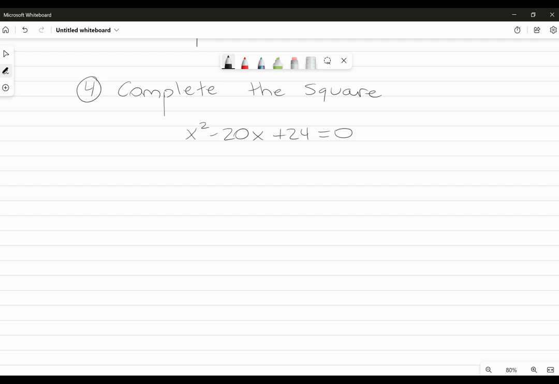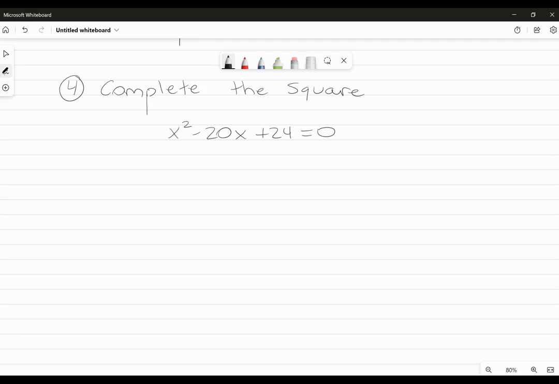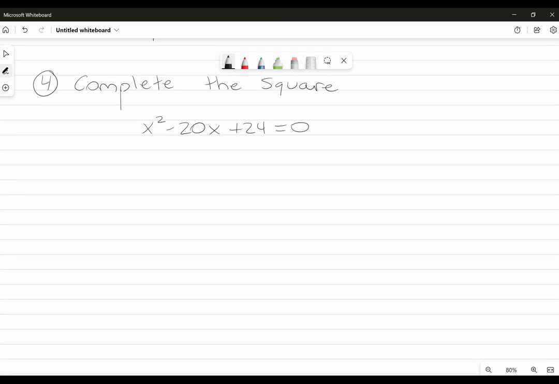So what that involves is the first thing you want to do is make sure to get the c term to the other side of the equation. So we're going to move the constant. Remember, the constant is just the c term. So I'm going to subtract 24 on both sides of this equation. It'll be easier to see what we're working with to complete the square.